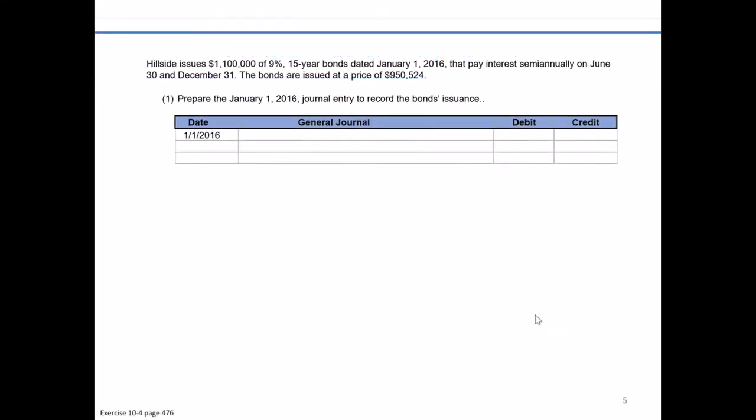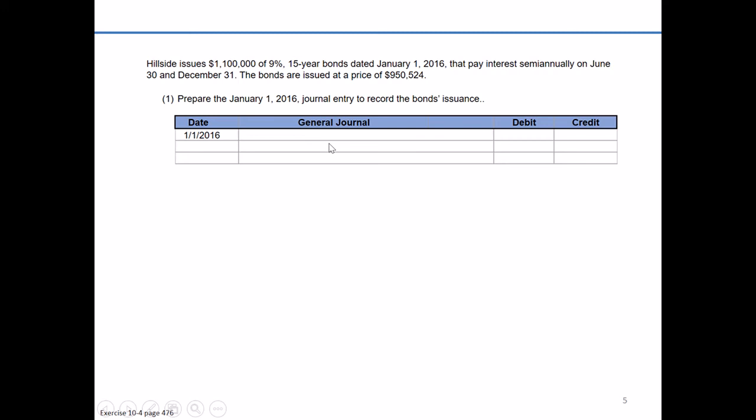In the alternate version of problem 10-2, Hillside issues a bond issue of a total of $1.1 million, 9% contract rate of interest, 15-year bonds dated January 1st, 2016. They pay interest semi-annually on June 30th and December 31st. They happen to receive an issue price of $950,524. We're asked to prepare the journal entry to record the bond issue.